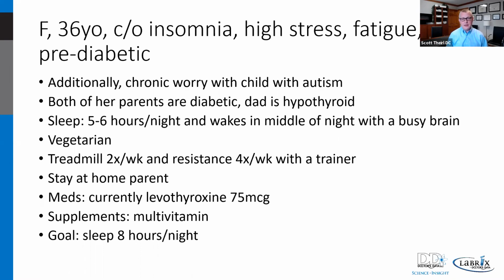Vegetarian, both parents are diabetic. Dad is hypothyroid. She is worried about diabetes, so she works out and maintains her weight well. Treadmill twice a week, resistance 4 times a week with a trainer. What do you know about insomnia and diabetic risk? It is hugely connected. If you don't sleep well, your ability to moderate blood sugar becomes much more difficult. So we want to make sure that we get her sleeping well, especially with both parents being diabetic already.